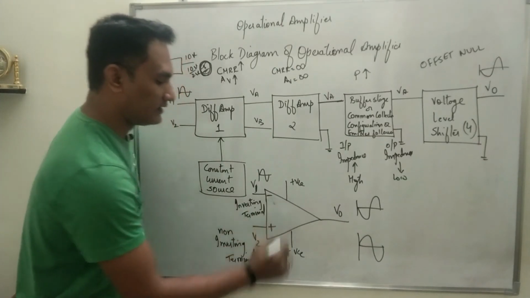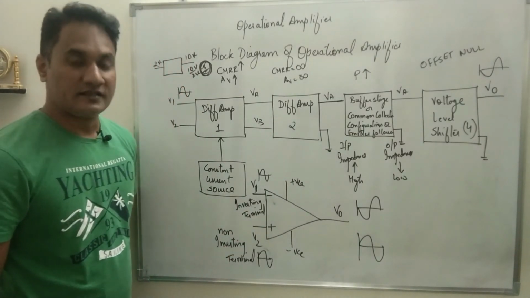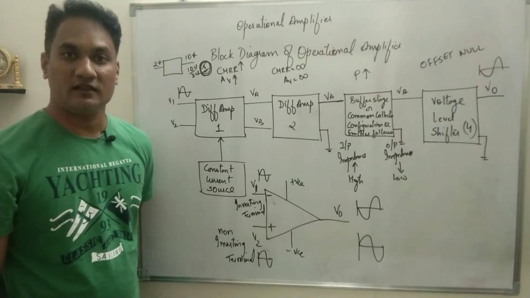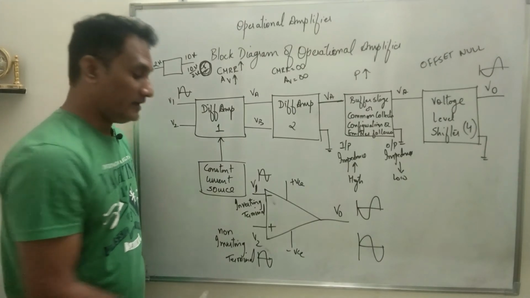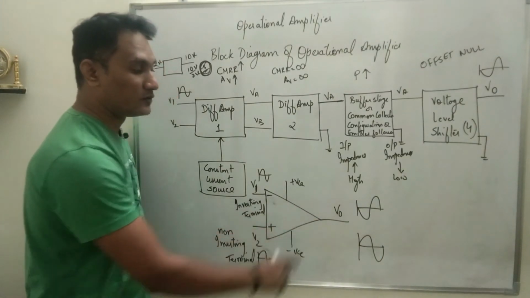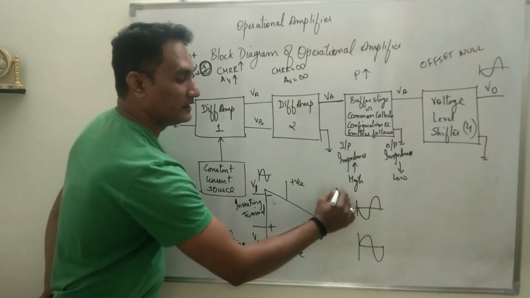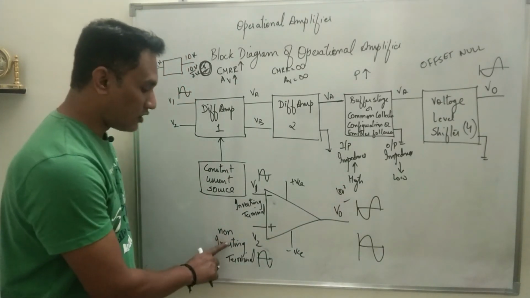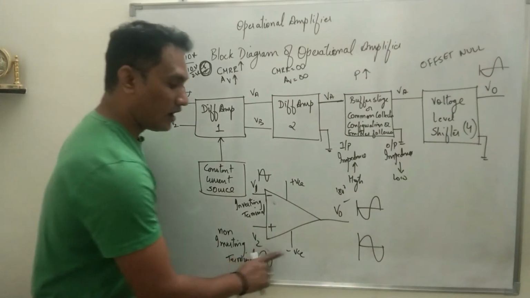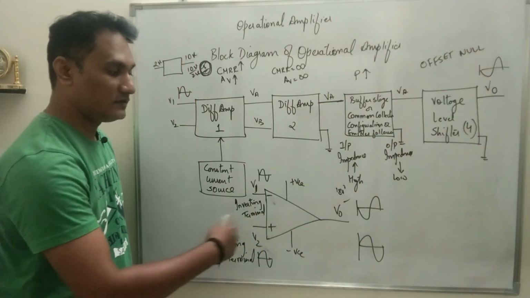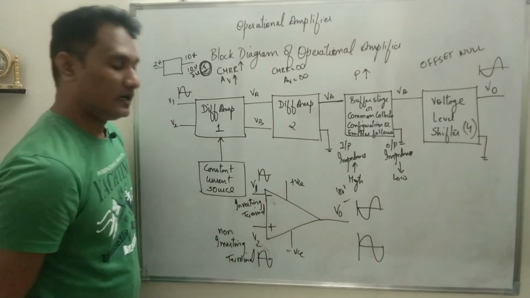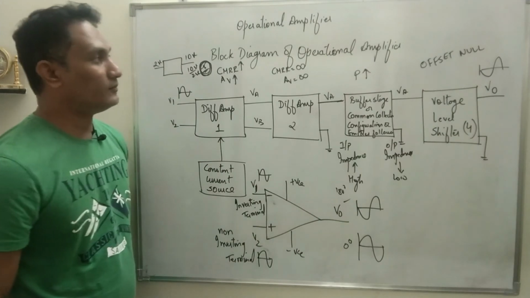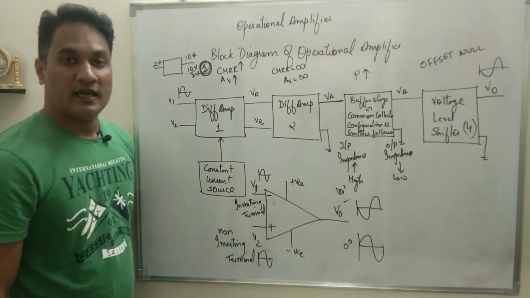So this is a symbolic representation of the operational amplifier. That is how you have to remember: if there is a minus sign on a terminal, that terminal will be inverting, because when input is applied to that terminal, the output will be 180 degrees out of phase. And when input is applied to the plus terminal, which is called the non-inverting terminal, there will not be any phase shift. You give positive, you get positive, you give negative, you get negative. So there will be a 0 degree phase shift.